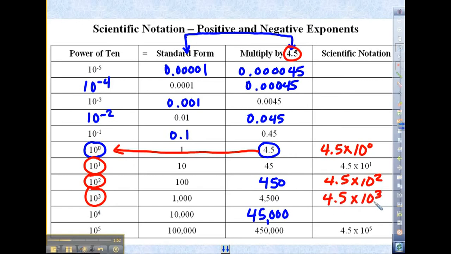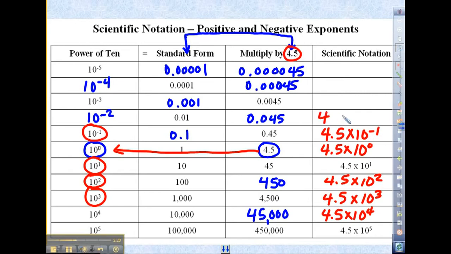Do you see what's happening here? Down here I took 4.5 and multiplied by 10 to the fourth, and here I took 4.5 and multiplied by 10 to the fifth. And the same thing happens working backwards. Here I took 4.5 and multiplied by 0.1. Another name for 0.1 is 10 to the negative first power. 4.5 times 10 to the negative first power.